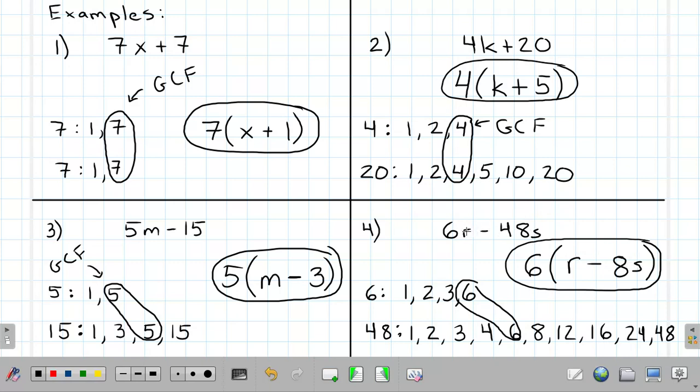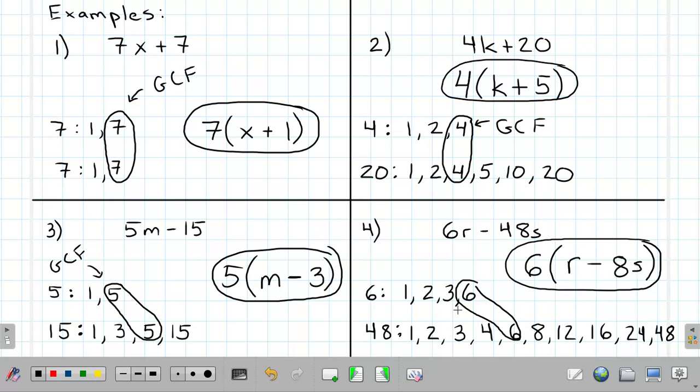But once again, if you do have 2 different variables, because they are different, you can kind of ignore them. Now, when I say ignore them, that doesn't mean you have to leave them out of the final expression. The r still has to be in the first term, and the s still has to be with the second term. But when you divide out, all you're dividing out is a 6. All you have to look at is the numbers. So 6 divided by 6 gives us 1r, minus 48 divided by 6 is 8s.